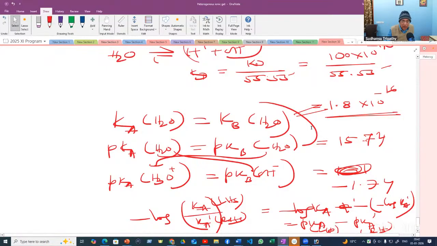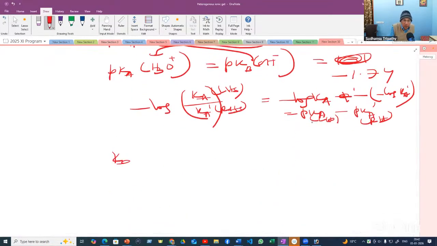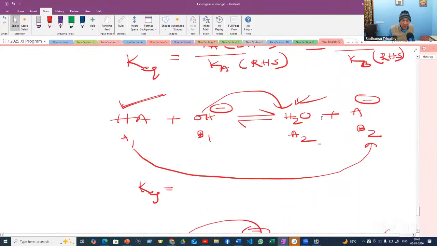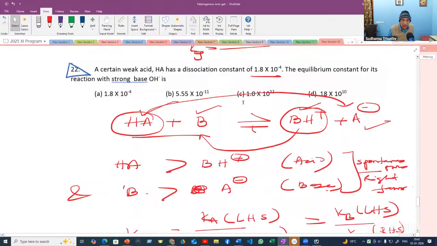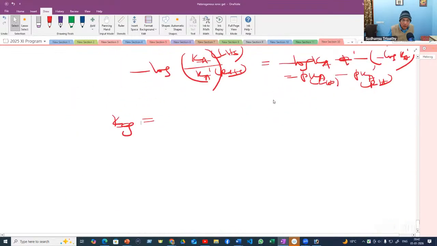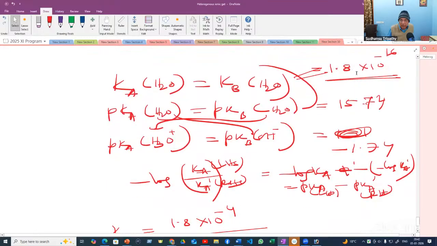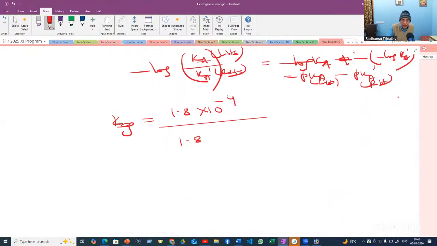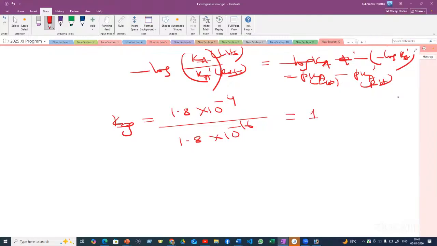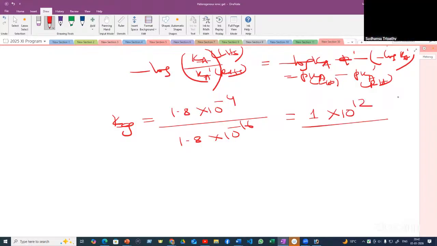So let's find the value. The equilibrium constant on the left-hand side is 1.8 * 10 to the minus 4, and on the right-hand side, with water as an acid, the equilibrium constant is 1.8 * 10 to the minus 16. So how much is it? 10 to the 12. So it is highly probable. So any acid with OH minus, weak or strong, it is highly probable.